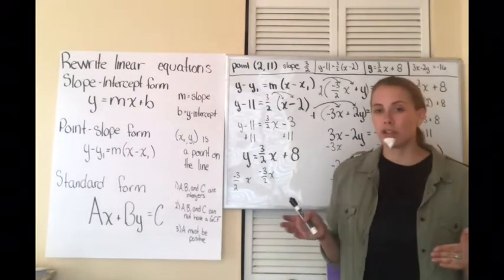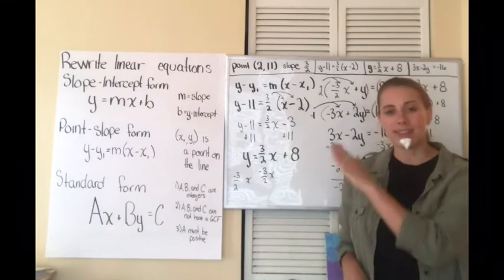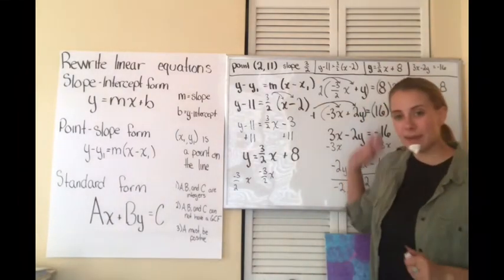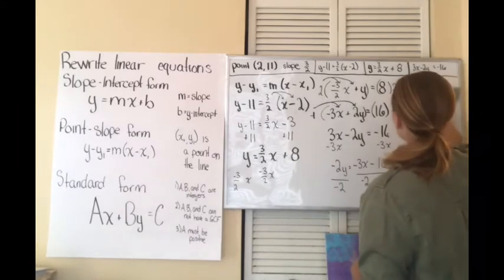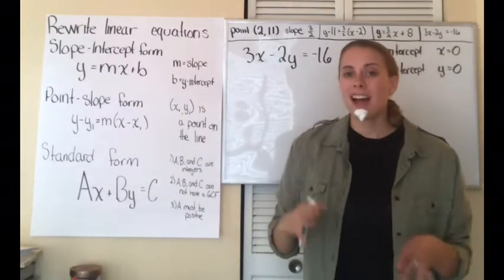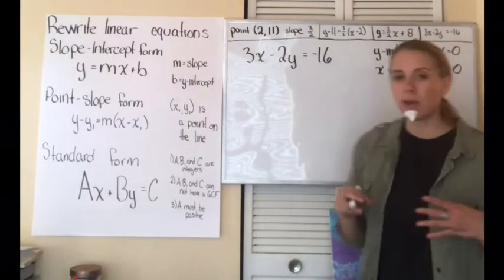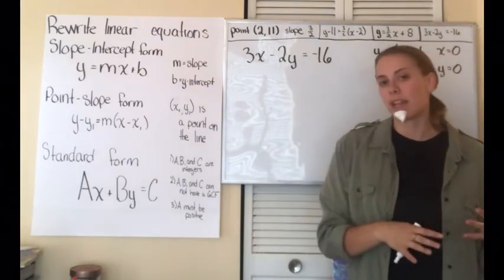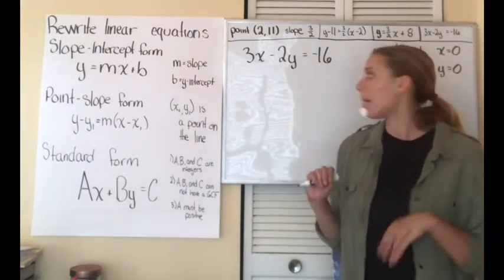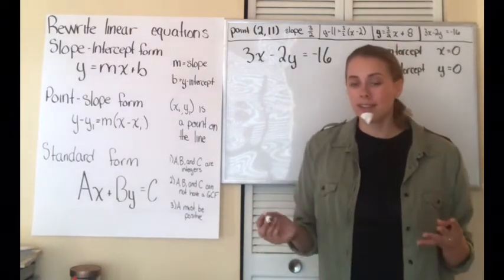I also want to show you how to find where the line will cross the y-axis and where it will cross the x-axis. But give me a minute to make some space. So you can find the x and y intercept with any version of this equation. I happen to be using standard form because I think that's the easiest way to find the x and y intercepts. So your y-intercept is where your graph crosses the y-axis.